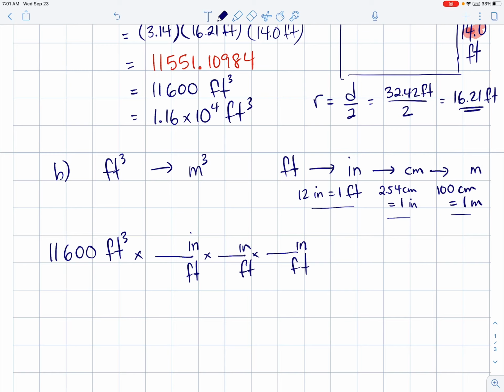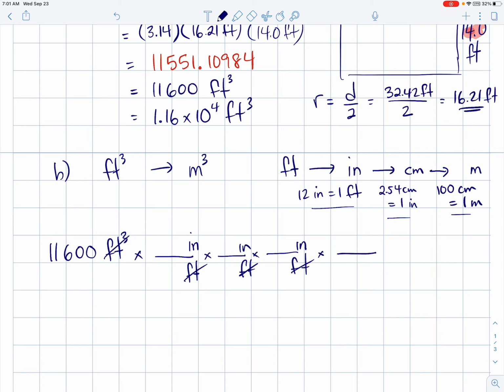If I use it 3 times, then in the denominator, on the bottom of the fraction, I'll have feet times feet times feet. That's feet cubed. That will now cancel with the feet cubed I had originally. On the top, I now have inches times inches times inches. I now have inches cubed. So if I just stop here, I've converted my cubic feet into cubic inches. But let's go one more step.